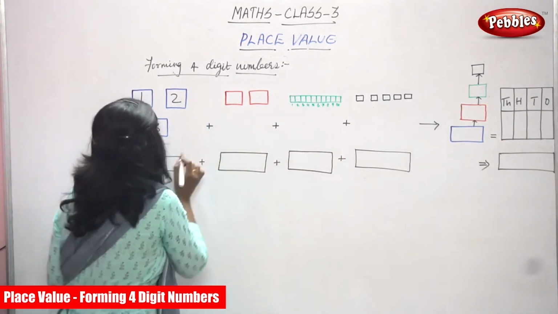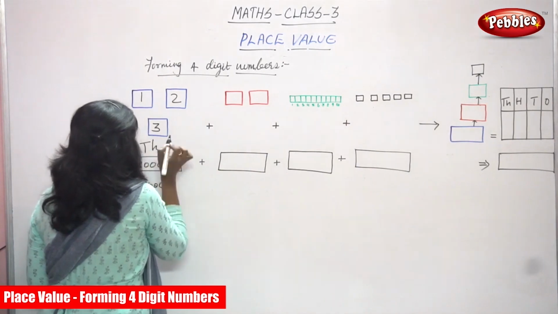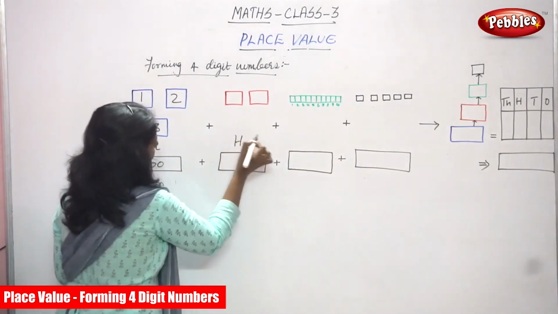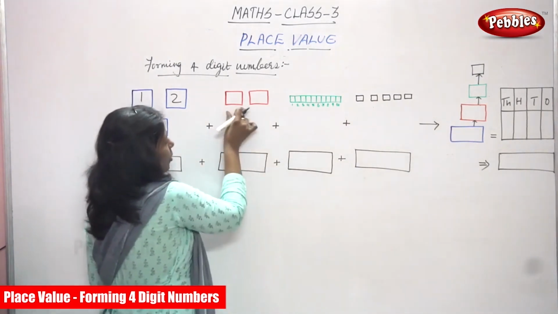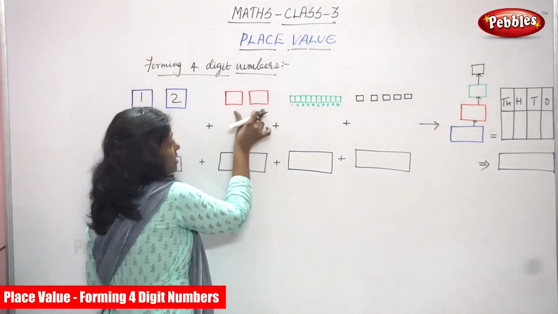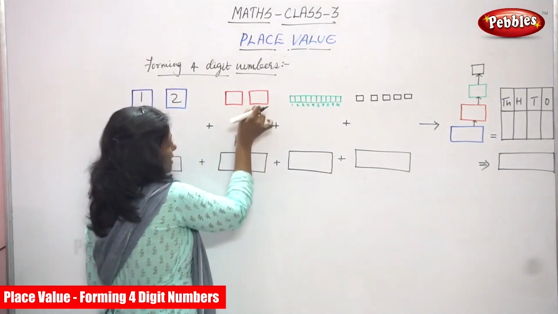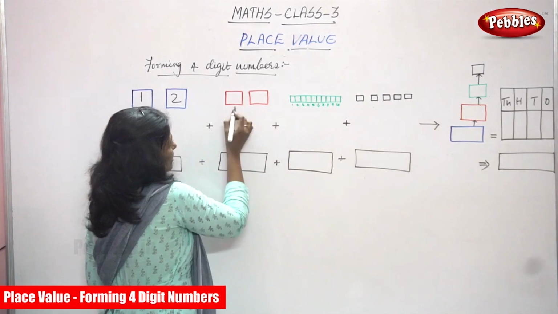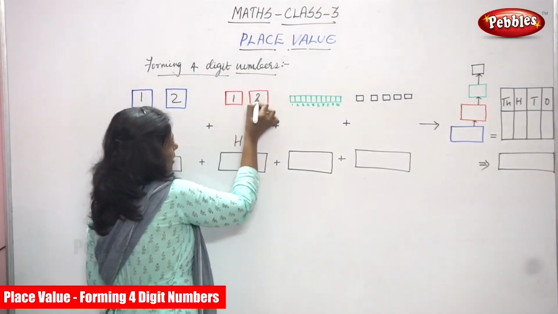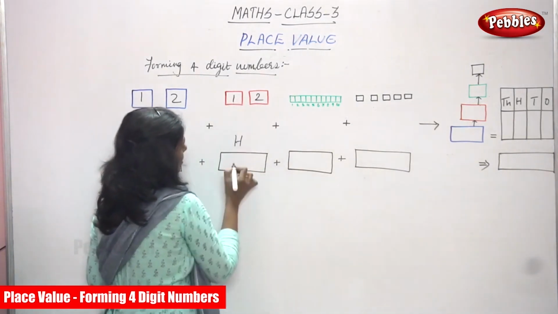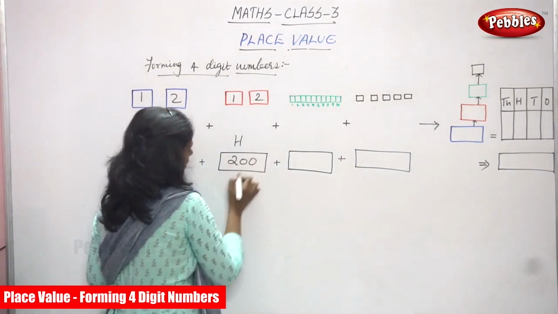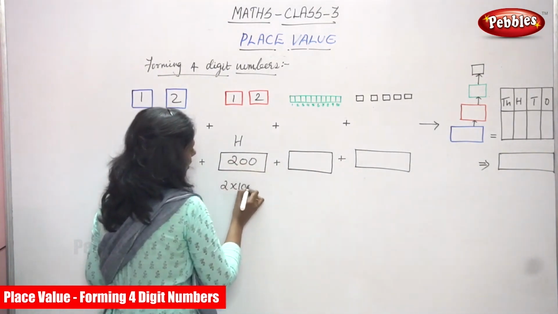Here also squares. This is thousands and this is hundreds. How many squares are here? 2 squares I've drawn. Each square you have to consider is 100. This is one square and this is another square. So 200. You have to write 200, that means 2 into 100.